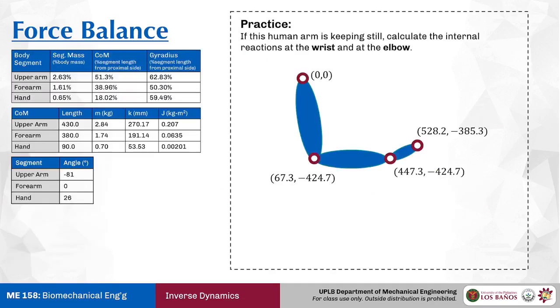Now for practice, we have a human arm that's being kept still. Let's calculate the internal reactions at the wrist and at the elbow. This one will be an assignment, and I think this is just a simple assignment because we've already done the prerequisite calculations. Now you just have to solve for the necessary forces.